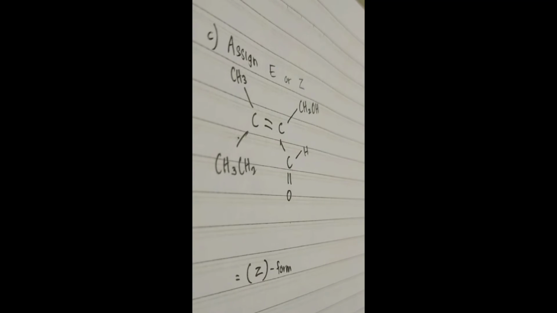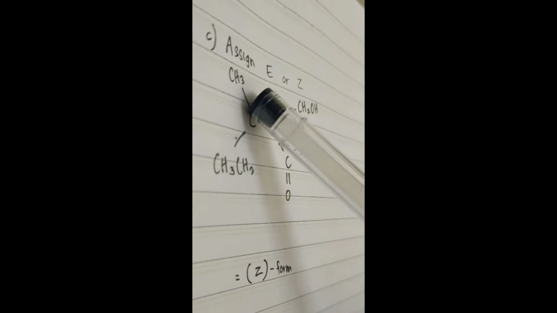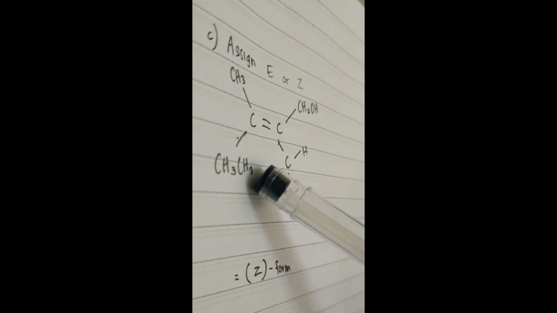For this question, in the CH3 group, the atoms attached to the carbon are H, H, H. In the CH3-CH2 group, the atoms attached directly to the carbon of the CH2 group are C, H, H. Then in the CH2OH group, the atoms attached directly to the carbon are O, H, H. In the CHO group, the atoms attached directly to the carbon are O, O, H. Remember that the oxygen is counted twice because of the carbon-oxygen double bond.